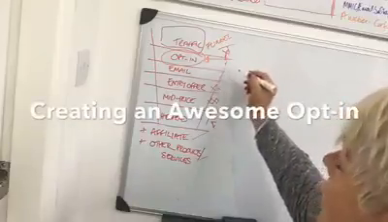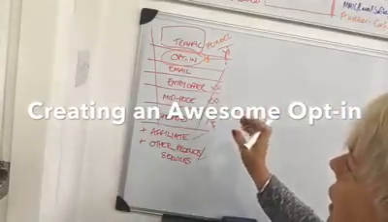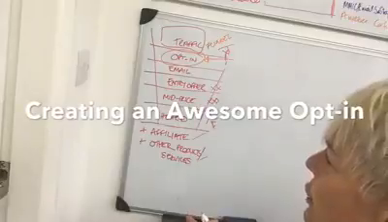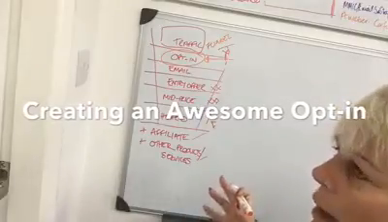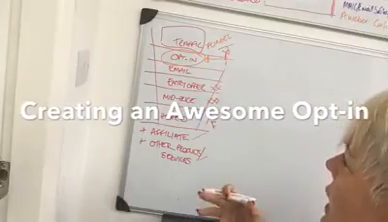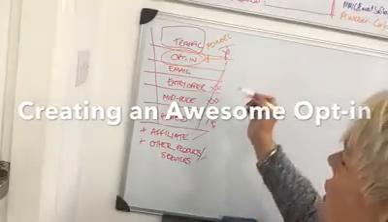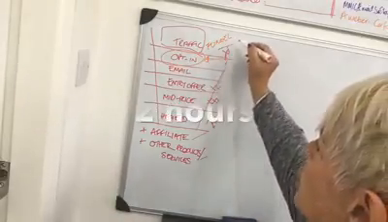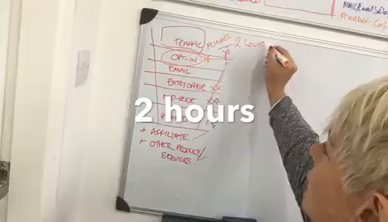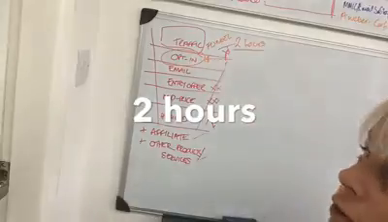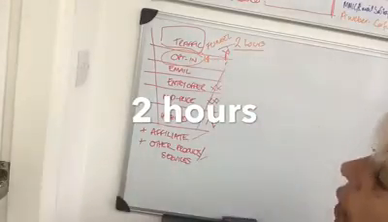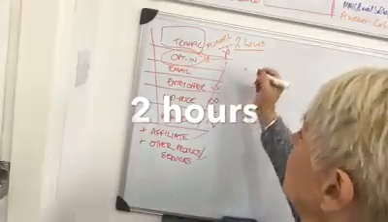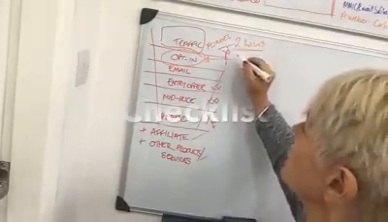So we don't want to make an opt-in too complicated because it's a procrastination tool, and some people spend weeks and weeks and weeks crafting their opt-in. So if you're just starting out online, I would suggest you look at spending a maximum of 2 hours getting the rough draft of your opt-in done. Otherwise, it's just an excuse to waste time.